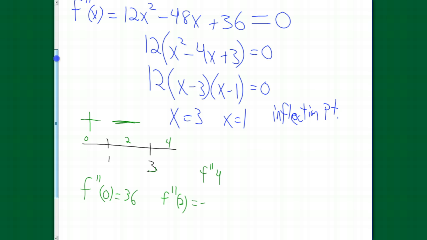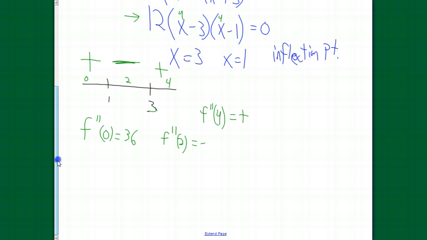F double prime at 4 to test that last interval. Plugging in 4 into this factored version here, positive, positive, positive. A positive number times a positive number times a positive 12 is going to be a positive value. Okay, so we have our intervals. We know when the second derivative is positive or negative. So our answer is here.